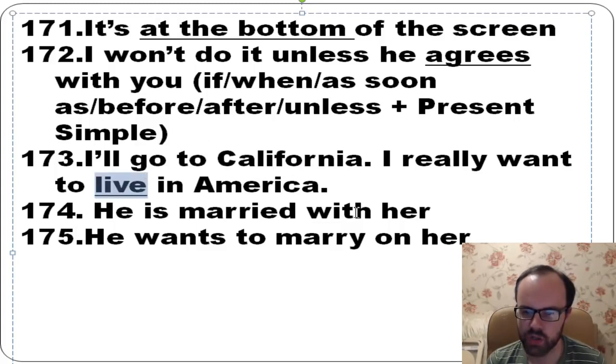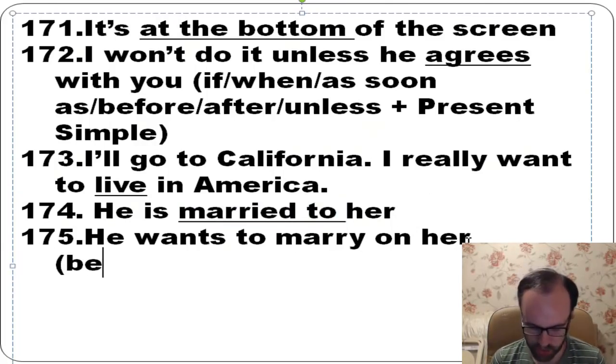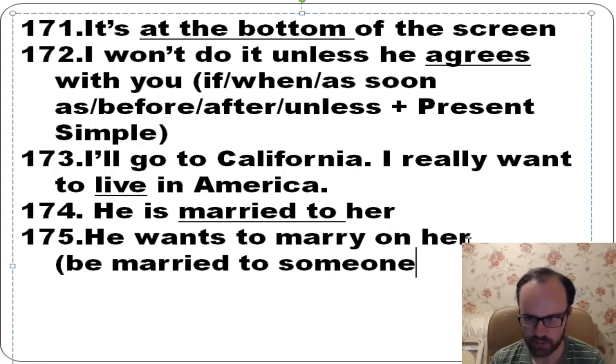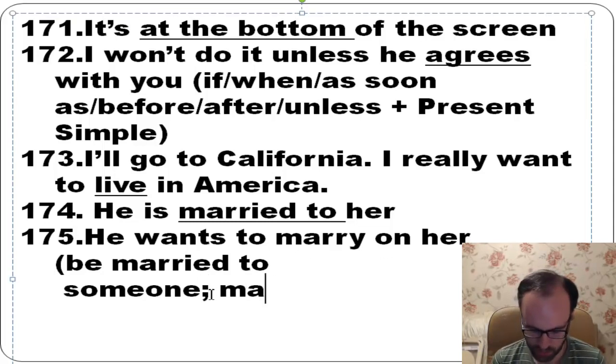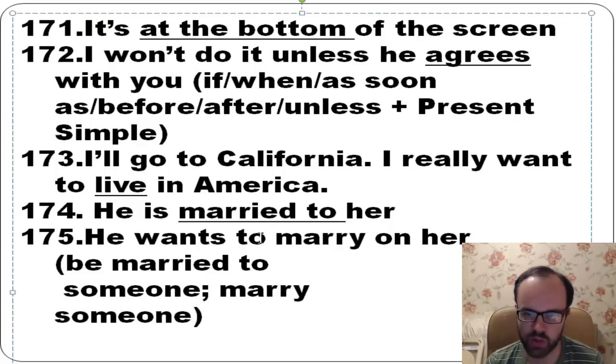Good. He's married with her. No, married to. He's married to her. He wants to marry on her. Please remember these phrases. Be married to someone, but marry someone. So he wants to marry her without a preposition.